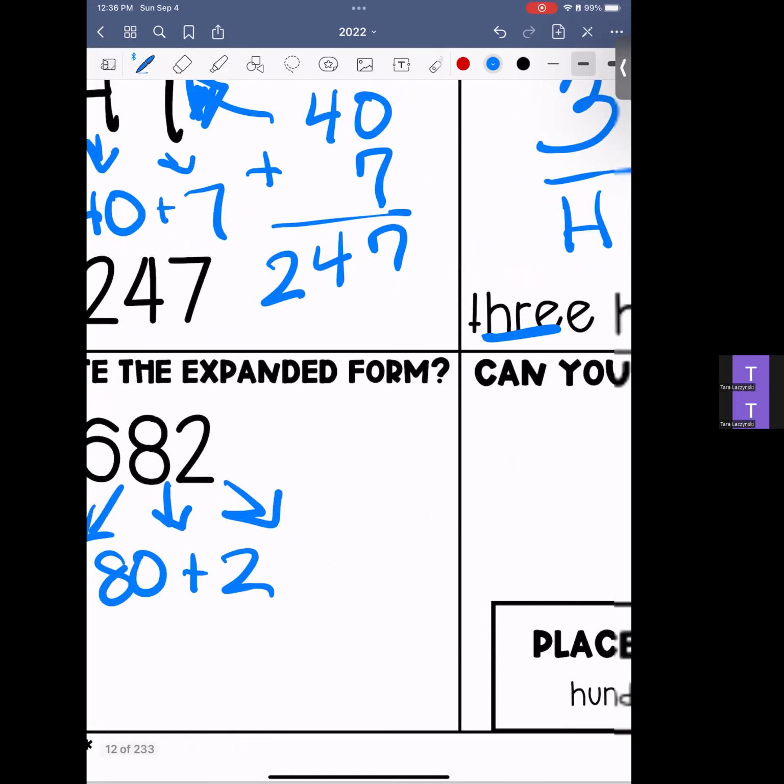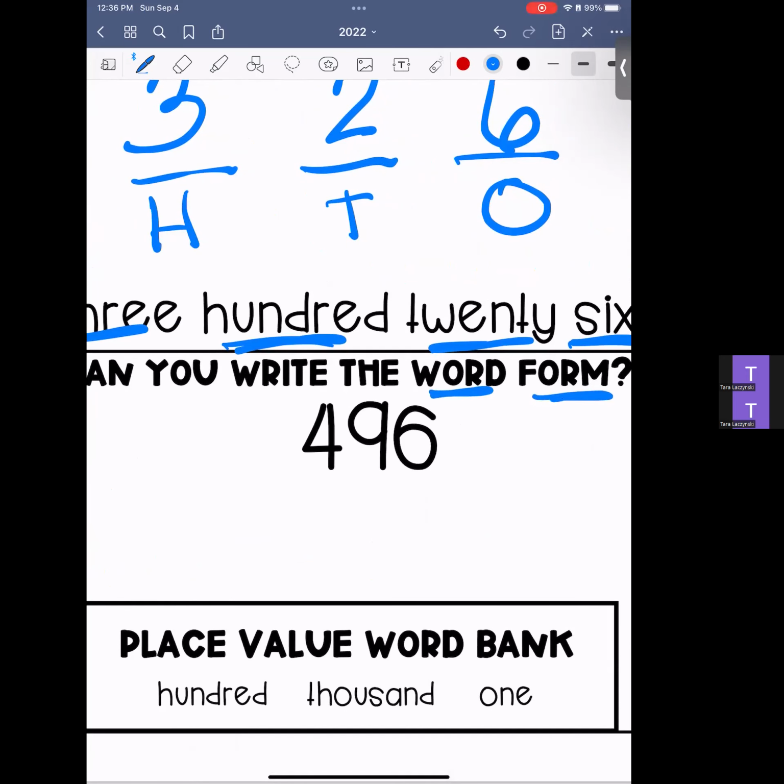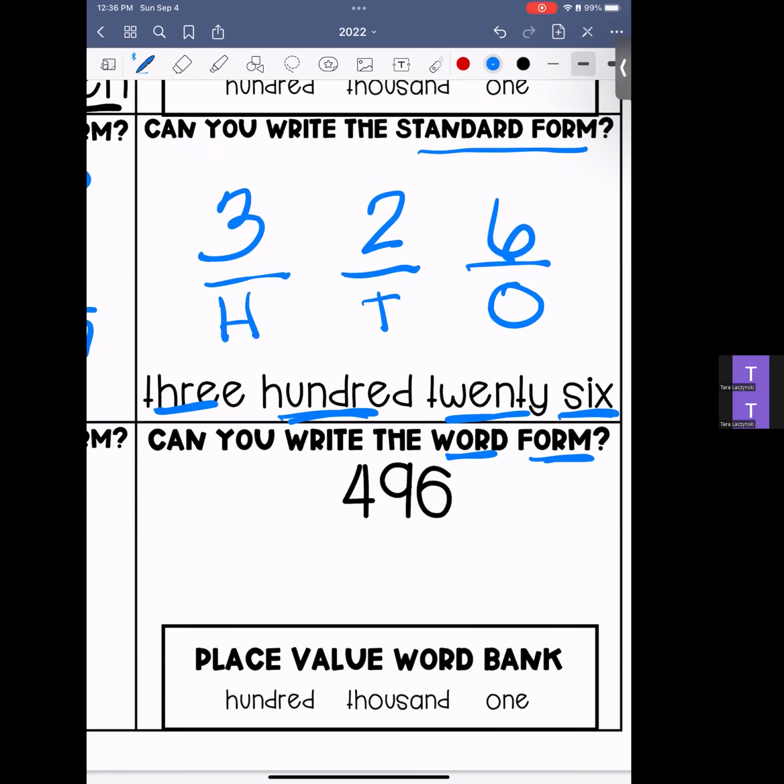And then my final one over here, I have one more that needs to be written in word form. I have 496. Again, when I'm doing my word form, I really want to think, how would I read this? And as I say it, I'm going to write it down. So for this one, I have 496.